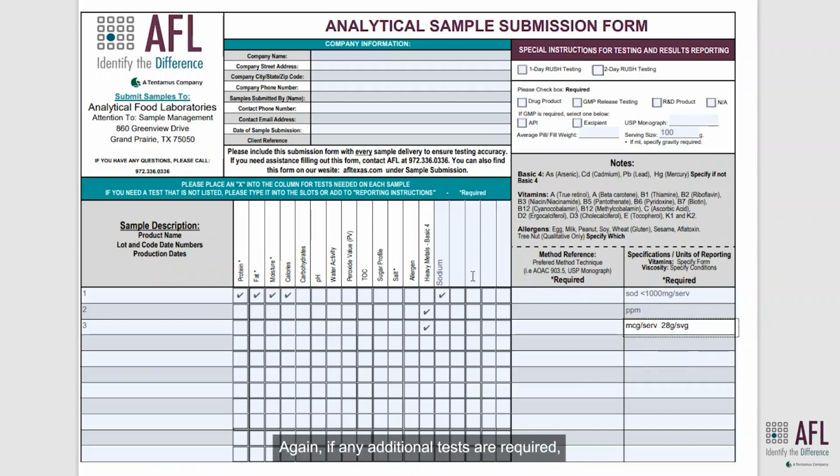Again, if any additional tests are required, put them here. You can overtype these if you need multiple different tabs. If there are any other questions, go ahead and give us a call.